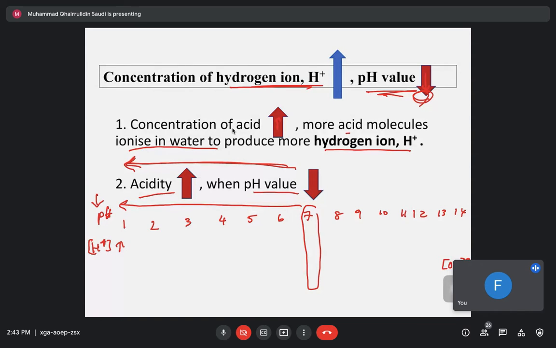Okay, tapi kalau untuk hydroxide ion, the concentration of hydroxide ion increase. Tengok hydroxide ion kat sini. Makin bertambah. How about the pH value? The pH value also increase.